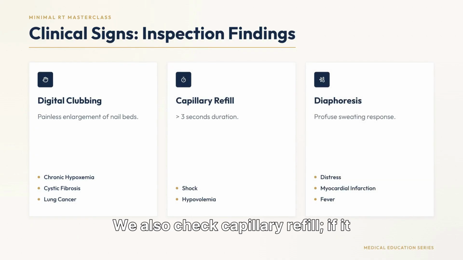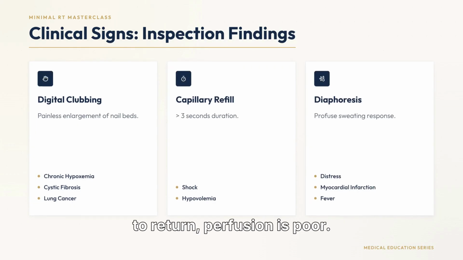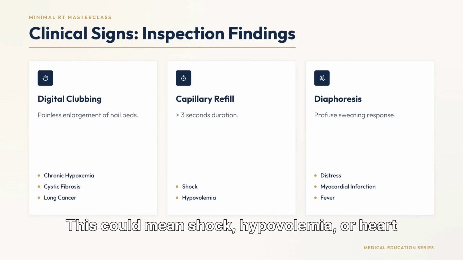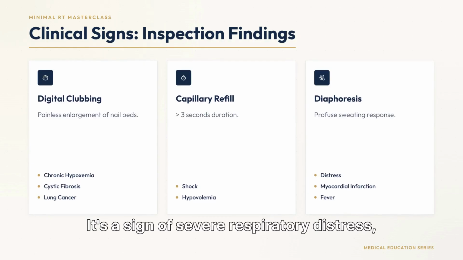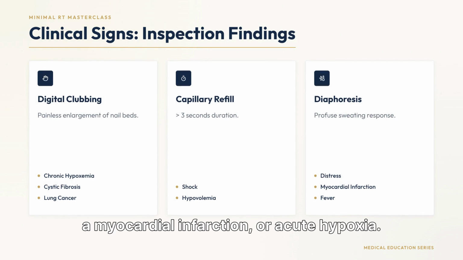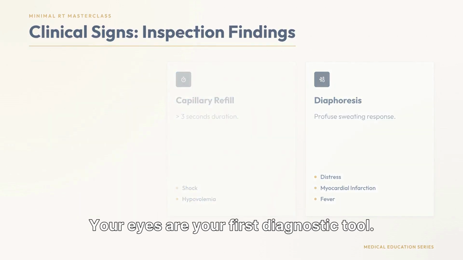We also check capillary refill. If it takes longer than 3 seconds for color to return, perfusion is poor. This could mean shock, hypovolemia, or heart failure. And look for diaphoresis, profuse sweating. It's a sign of severe respiratory distress, a myocardial infarction, or acute hypoxia. Your eyes are your first diagnostic tool.